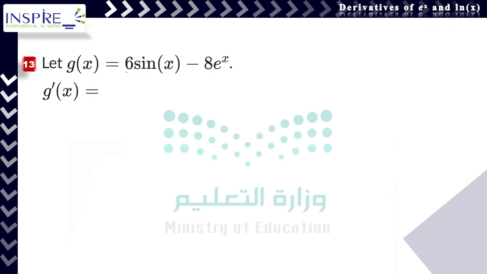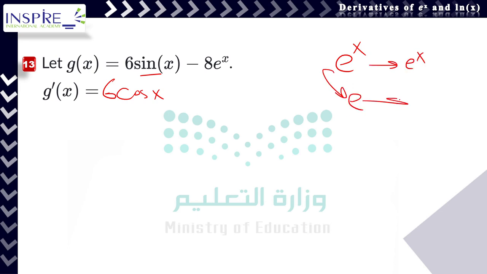Okay, 6 sine x, it's the same. 6 and the derivative of sine will be cosine x. And yeah, the derivative of e power x is the same, e power x. And don't confuse between this one and e. The derivative of e is 0, because e is just a number. So you will get the derivative of e power x, it will be e power x, but the derivative of e is 0. So what's the derivative of negative 8 e power x? It will be the same, negative 8 e power x.